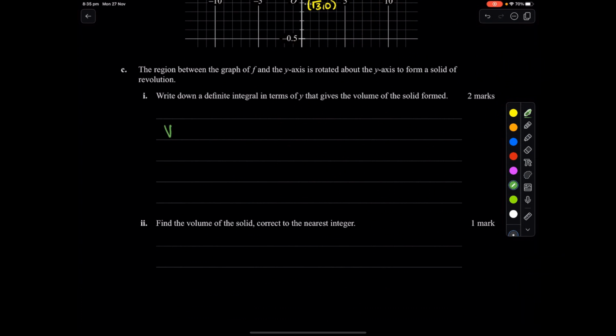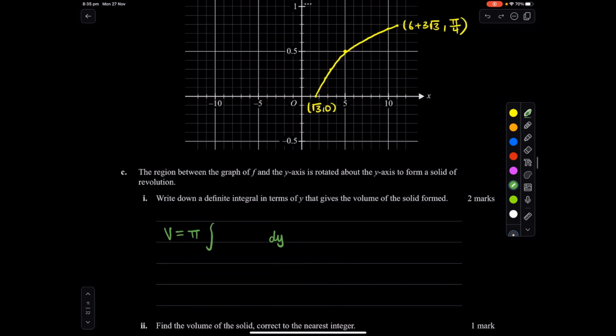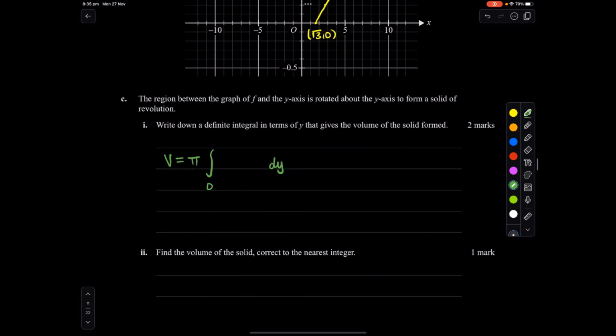This is how you would write the definite integral. We write volume is equal to pi, the integral. Because it's rotated around the y-axis, we want to write dy. So it means that these limits must be y values. So we're rotating it from 0 to pi over 4. So, okay, that's good, 0 to pi over 4. And because this is y, imagine that inside it has to be x squared.